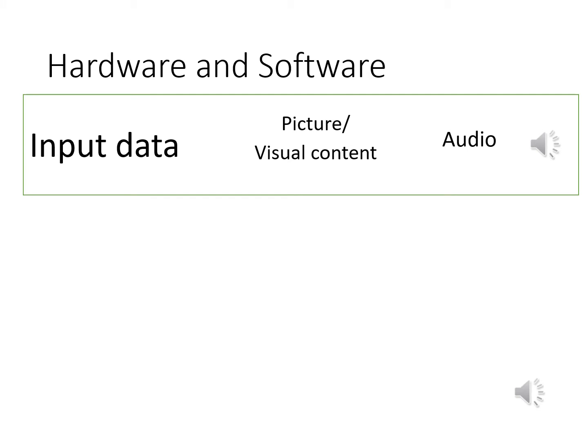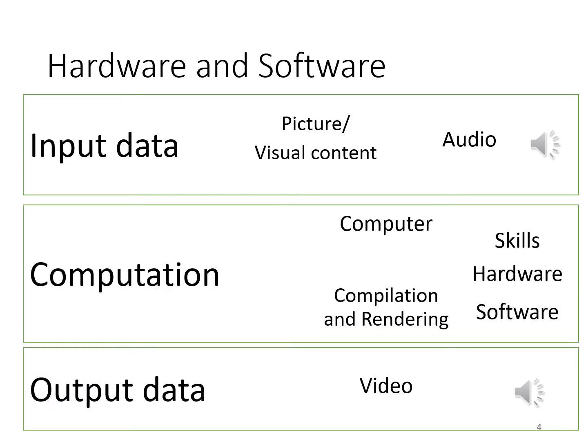To produce a video, we need input data like pictures and audios. The visual and audio component will be combined using a computer. Computer will do the compilation and render the audio and visual content into an output data, which is a video. The production of video requires good skills, hardware and software. The hardware is meant to support the process, to smoothen the process, while the software is meant to enable us to combine the audio and visual contents.